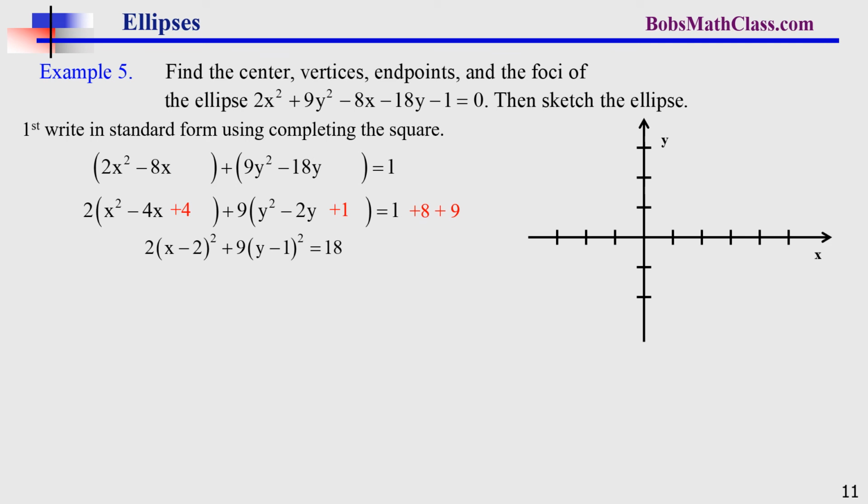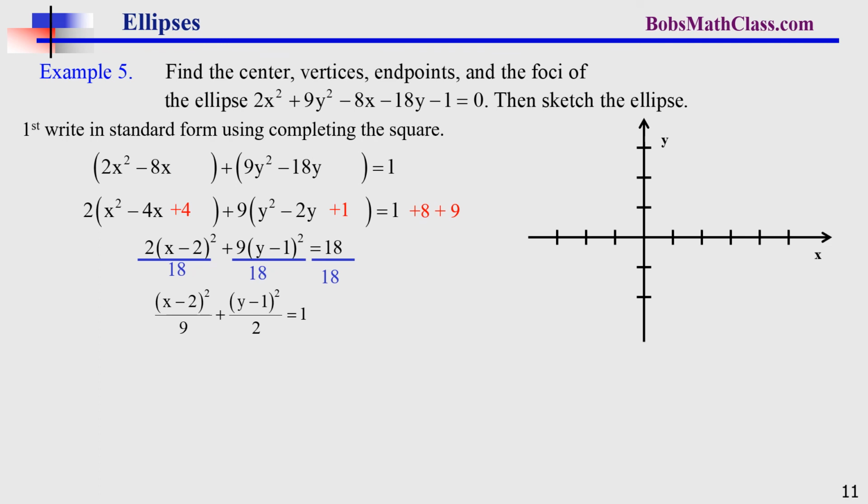Now to get a 1 on the right-hand side, divide each term by 18. And then reduce. So x minus 2 squared over 9 plus y minus 1 squared over 2 equals 1. We've done it. Well, we're not done, but we've written the ellipse in standard form. I know, that was a lot of work just to do that. I agree. Okay, but we got to keep going.